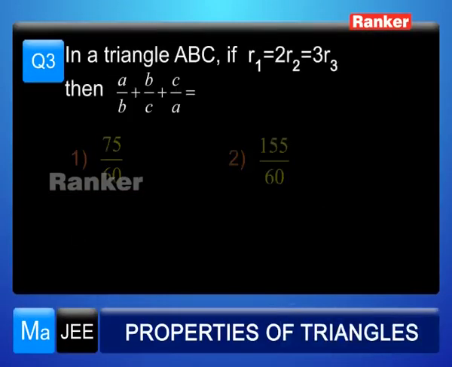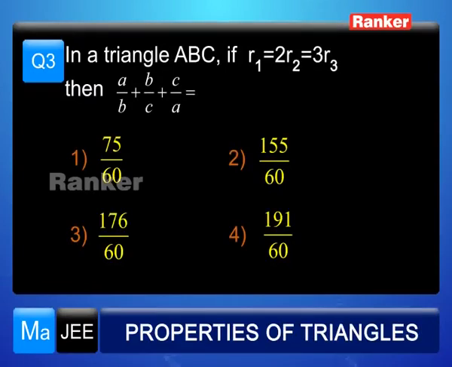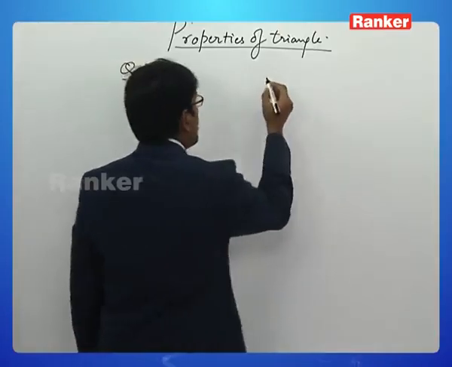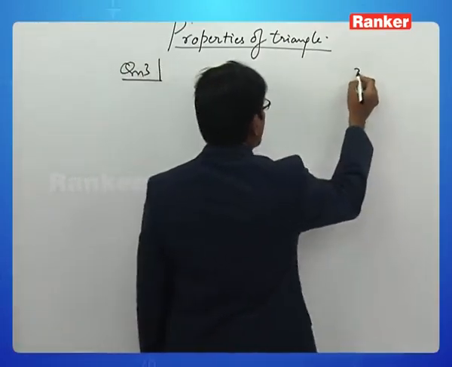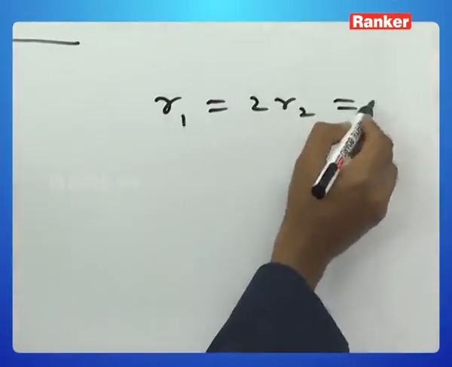In a triangle ABC, if R1 is equal to 2R2 is equal to 3R3, then A by B plus B by C plus C by A is equal to, where A, B, C are the sides of the triangle opposite to the vertices capital A, capital B, capital C. First option 75 by 60, second option 155 by 60, third option 176 by 60, fourth option 191 by 60. What are we given? R1 is equal to 2R2 is equal to 3R3.